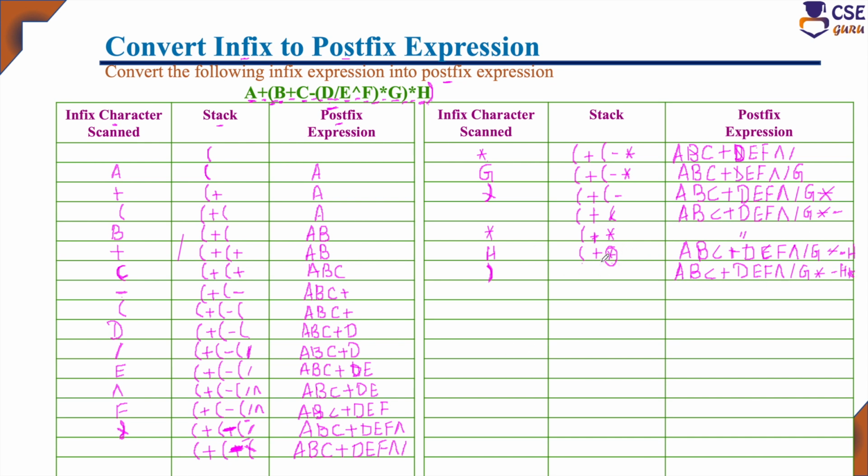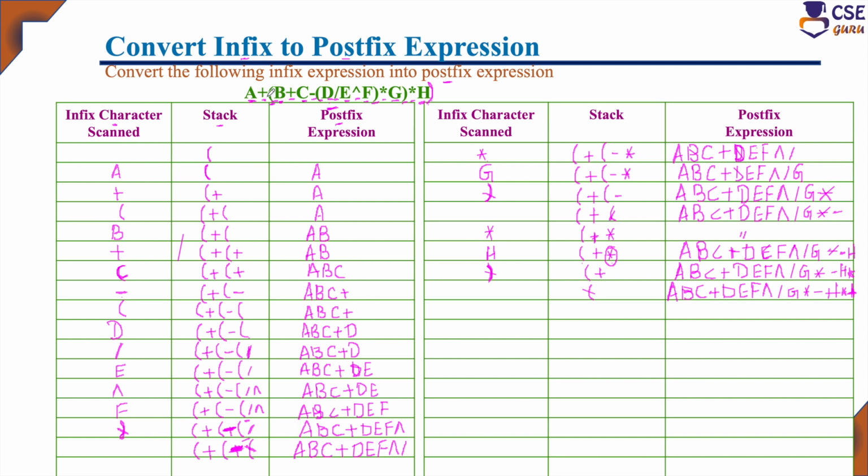Okay. Next step. Now the stack content will be open parenthesis and plus. Next step, you have to pop this plus operator and place it in the postfix expression. And now the postfix expression is ABC plus DEF exponent division and then G star minus then H star, then this plus operator, you have to pop it and place it in the postfix expression. Now in the stack, only open parenthesis will be there. You have to cancel this corresponding open and closed parenthesis.